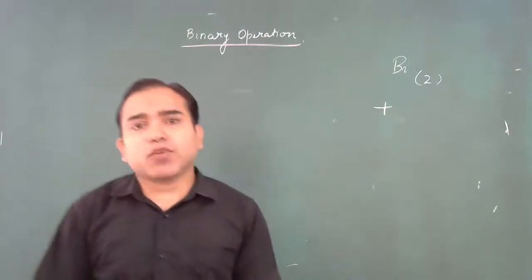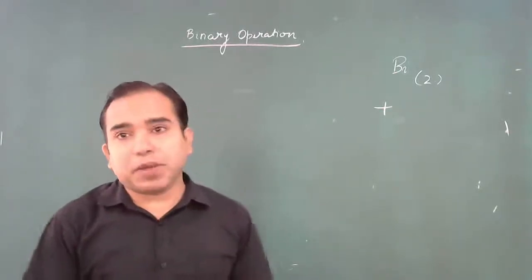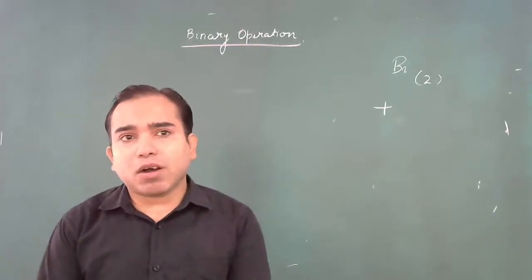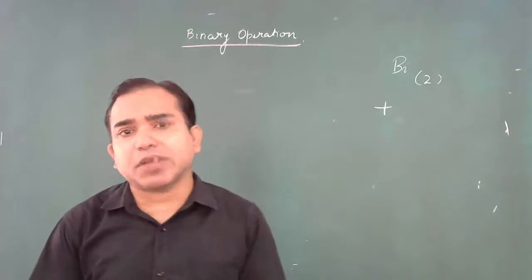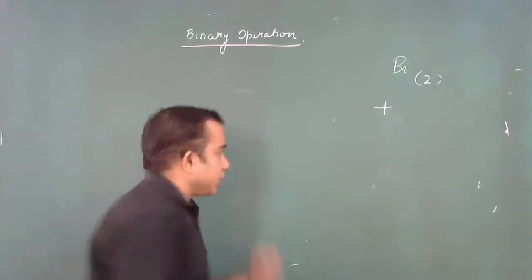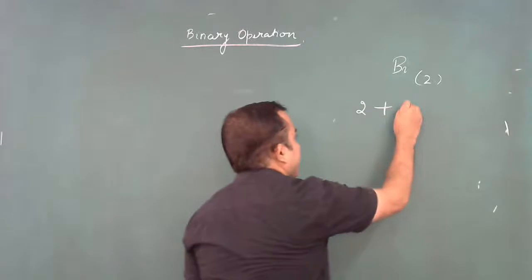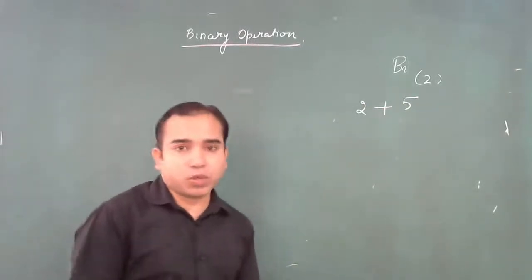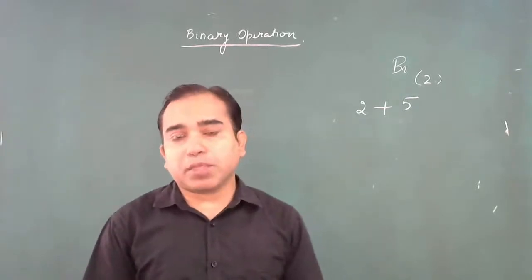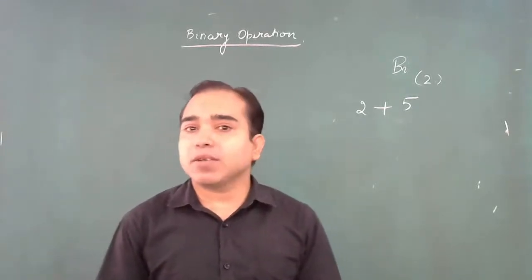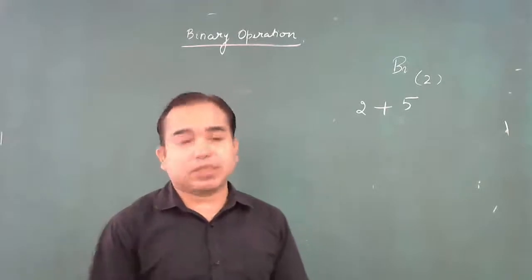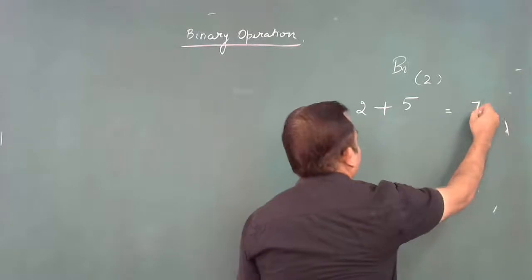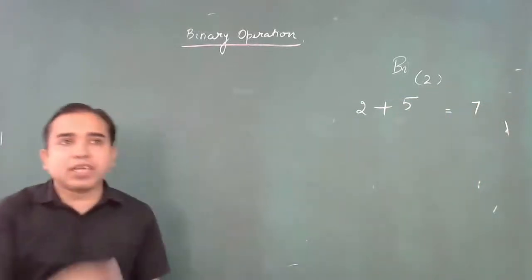Generally, to apply addition, how many quantities do you need? 2 quantities, right? For example, 2 plus 5. Same way subtraction also, or division also, or multiplication also. You need to input 2 quantities, right? And when you do addition, the final outcome is how much? The final outcome is 7. So finally you get 1 quantity.